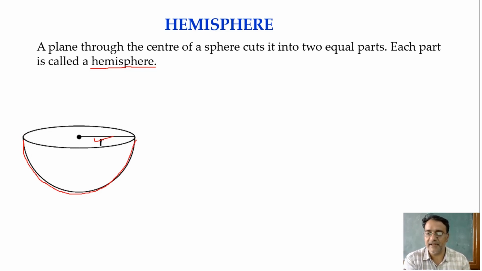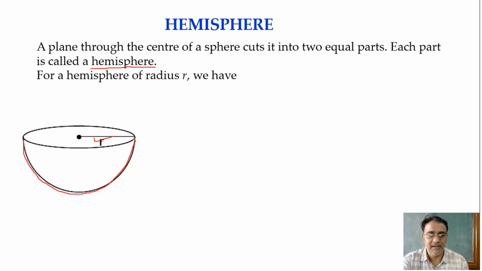The curved surface area of the sphere was 4 pi R square. So what will be the curved surface area of the hemisphere? 2 pi R square. But when we calculate the total surface area, the cross section through which we cut it also gives us one circle. Here also a circular surface will come. And the area of this circle is pi R square. So what will be the total surface area of the hemisphere? I repeat, the curved surface area you got is 2 pi R square. And one more circle you will get here.